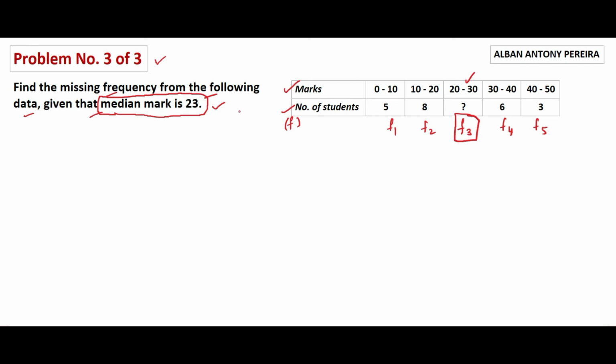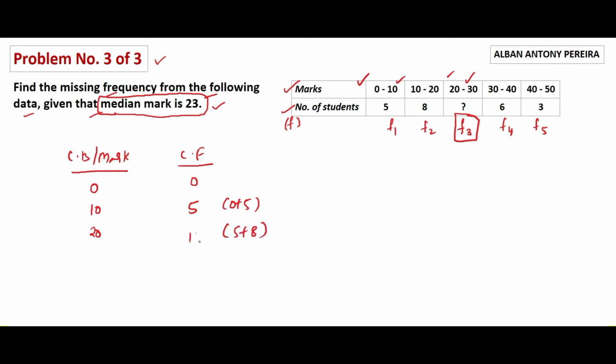First write down the class boundary or mark, and then write down the cumulative frequency. The first class boundary or mark is 0 and the cumulative frequency also will be 0. Next one will be 10. It will be 0 plus 5, so the cumulative frequency is 5. Next mark is 20 and the cumulative frequency is 5 plus 8, that is equal to 13.